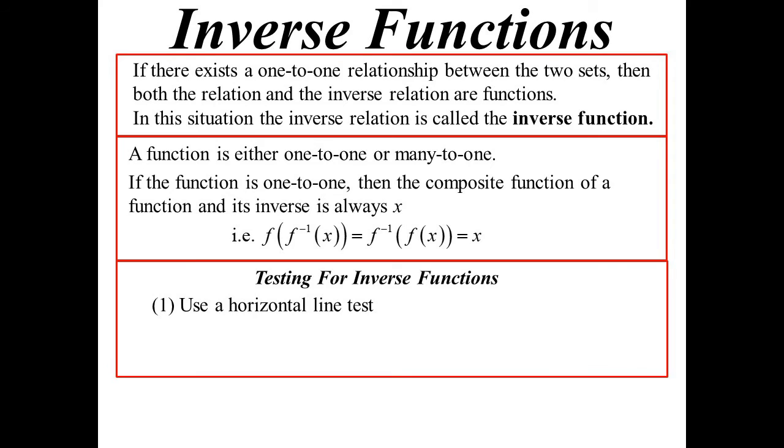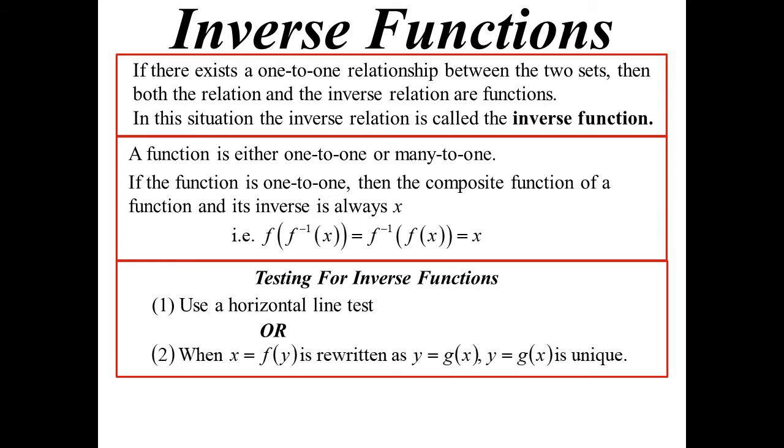So if you want to test for inverse functions, the easiest way is a horizontal line test. So you know it's a function because it satisfied the vertical line test. You look at the picture, oh look, it also satisfies a horizontal line test. Therefore we know we'll have an inverse function rather than an inverse relation.